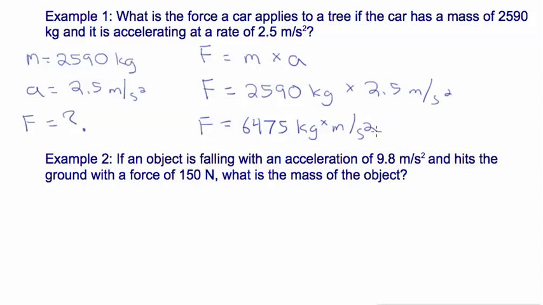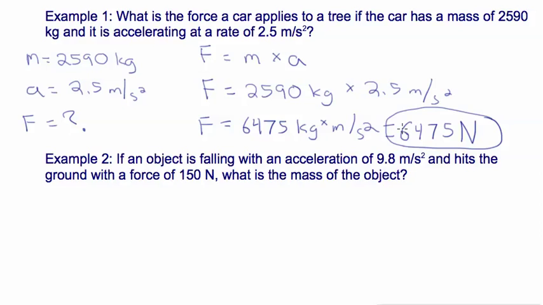And this unit actually has a name. Instead of writing kilogram times meters per second squared, we can call it a Newton, for Isaac Newton. So 6,475 newtons, and it is a capital N.